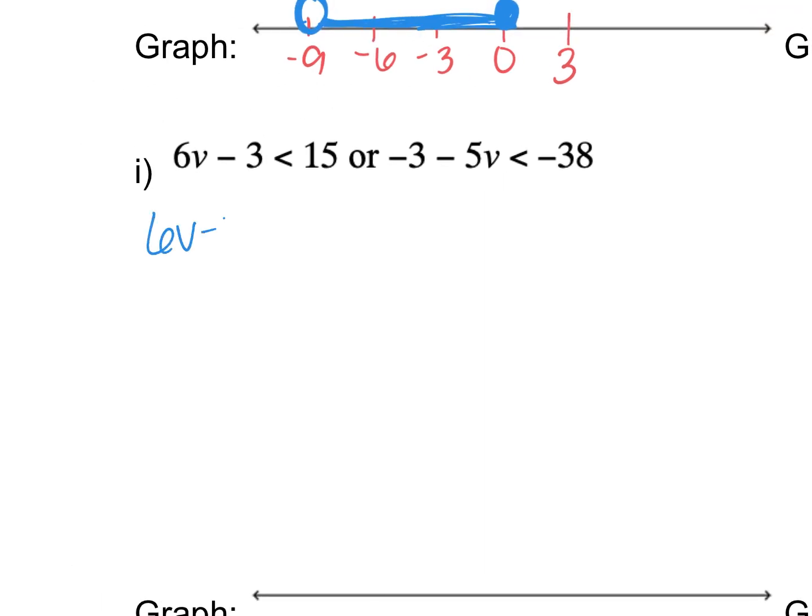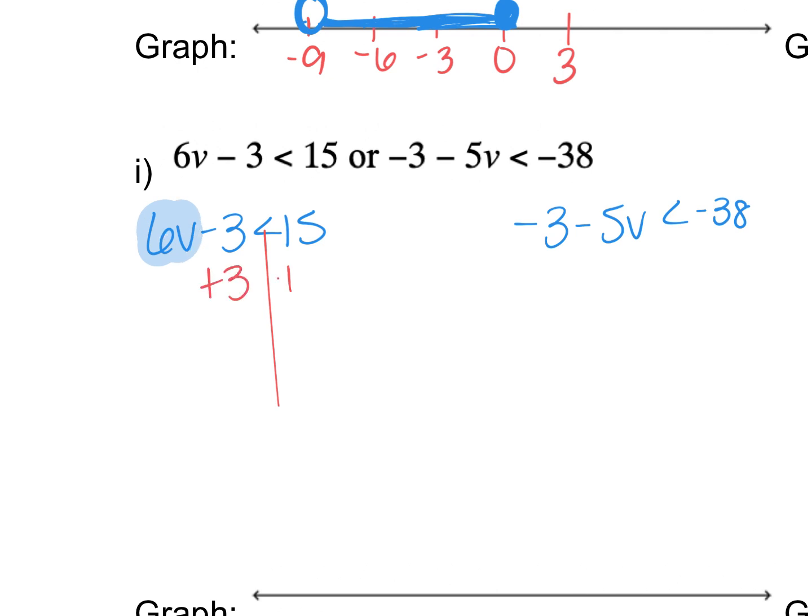So 6v minus 3 is less than 15. And -3 minus 5v is less than -38. Oh, wow. Okay, so let's go ahead. It's a two-stepper. So we're going to isolate this term by adding 3 to both sides. So I have 6v is less than 18. Divide by 6. v is less than 3.